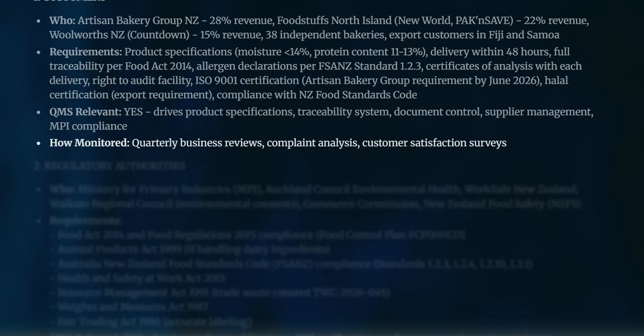And then how to monitor that you are achieving the requirements of your customers. How are you going to monitor it? Here it's going to be monitored through quarterly business review, complaints analysis, and customer satisfaction survey. So also you need to include that, avoid being generic and vague, and state exactly how you are going to do that. Once you determine it's relevant, include how you are going to monitor it to make sure you achieve them. So that's for the first interested party, the customer.